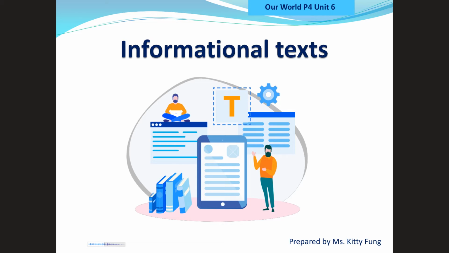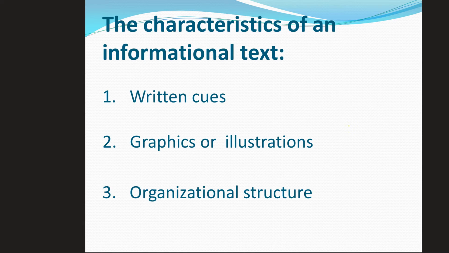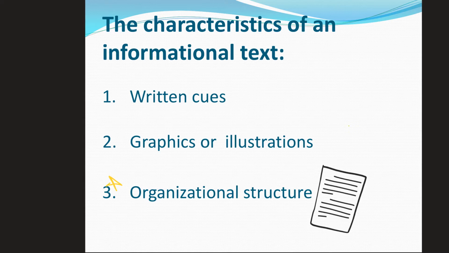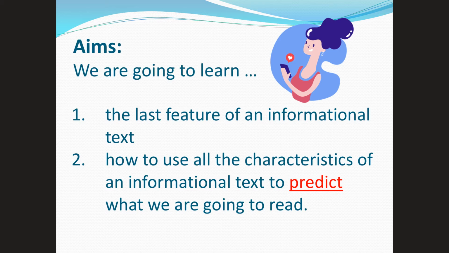In the last video, we talked about what an informational text is and mentioned two characteristics that informational texts have. Let's revisit all the features. They are written cues, graphics or illustrations, and organizational structure. In this video, we will focus on organizational structure. Moreover, as a reader, we need to learn how to use the features of an informational text to predict what we are going to read.